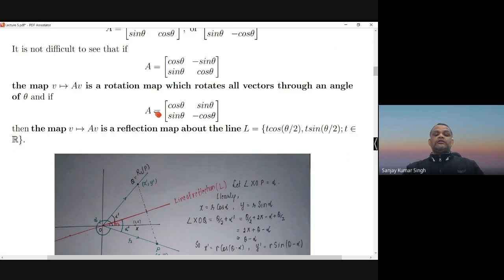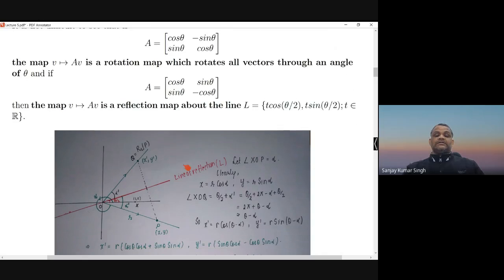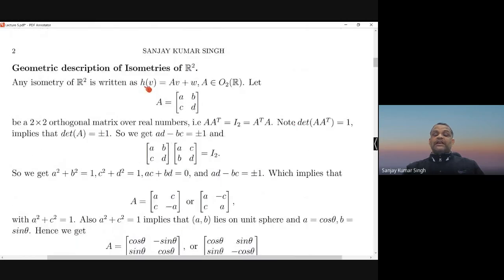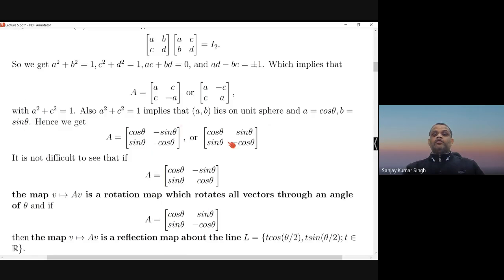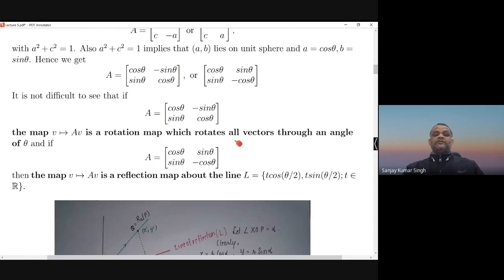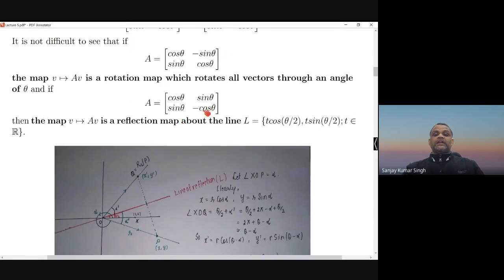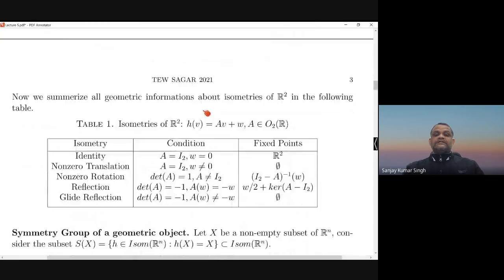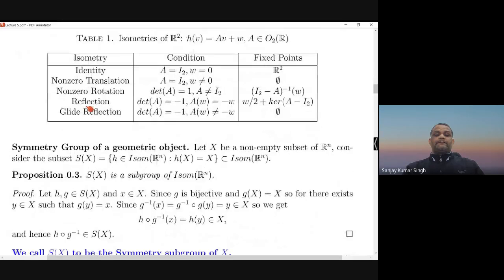So corresponding to this matrix, we get a reflection. Now you have seen that when you start with any isometry, then you involve A. And now you realize that A has only two choices. With respect to the first choice, you got that it is a rotation. With respect to the second choice, you got that it is a reflection. So now, let us summarize everything in this table.